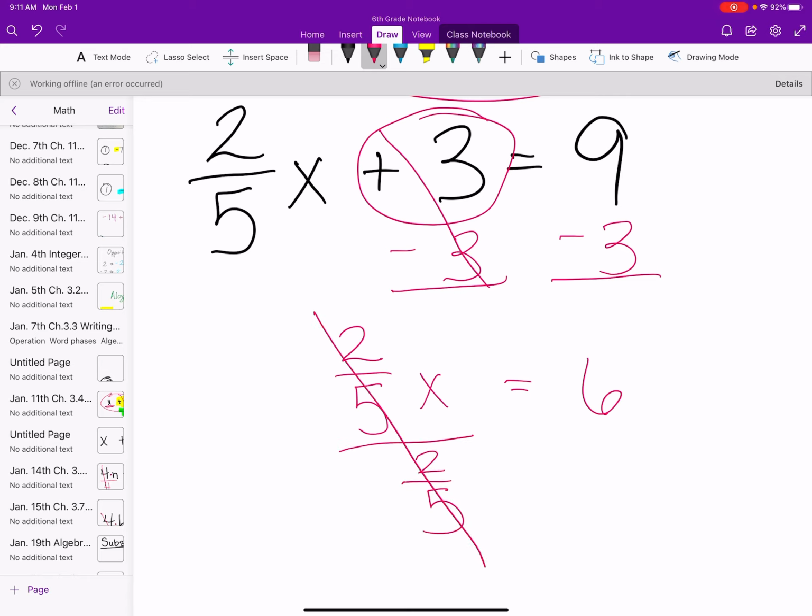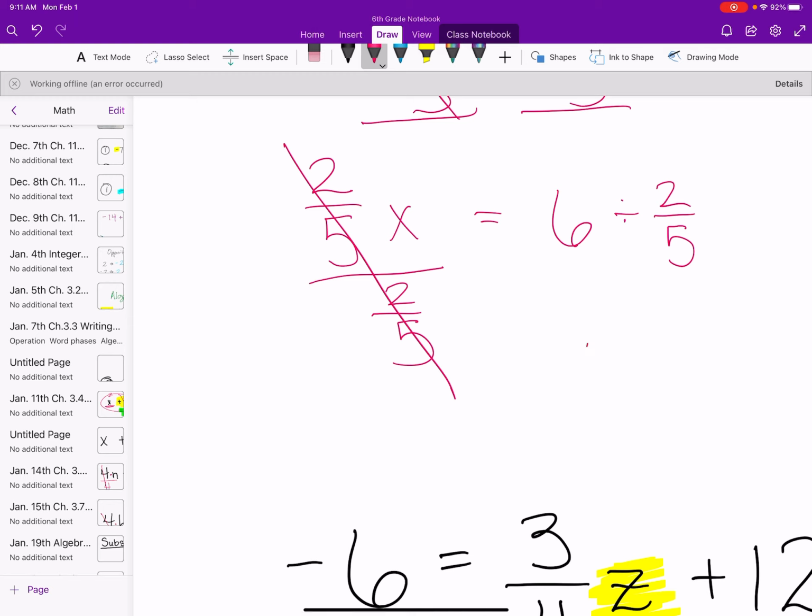That cancels those guys out. Dividing by 2/5 over here, I notice I have a fraction. I'm dividing by a fraction. When I'm dividing by a fraction, I have to flip my second fraction. So now I have 5 over 2, and I change my division sign to a multiplication.